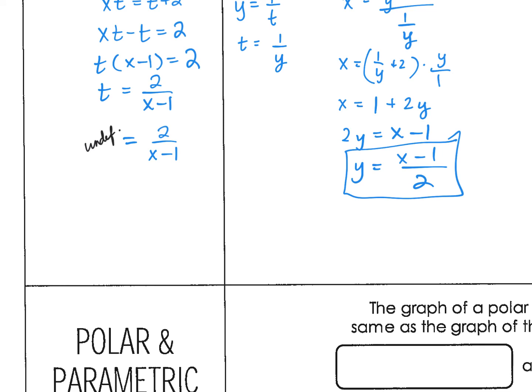That's what's going to make this whole thing undefined, isn't it? Does that make sense to everybody? We don't want, if t is 0, x goes undefined. So we want to know what makes t go undefined. So if x equals 1, t is undefined. So guess what? X cannot be 1. It's weird. All right?